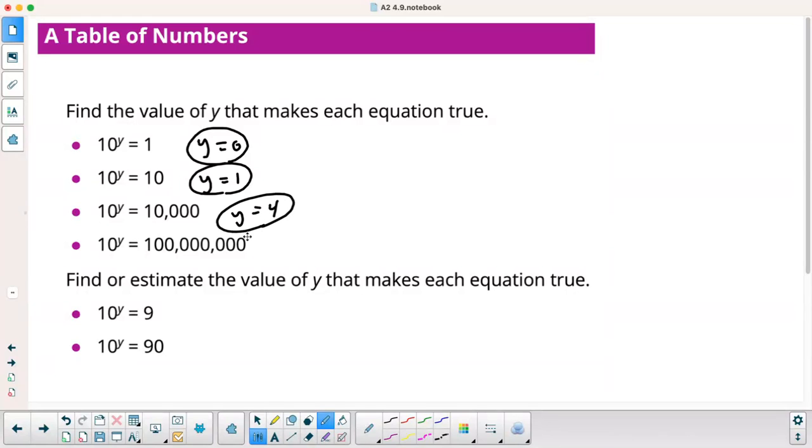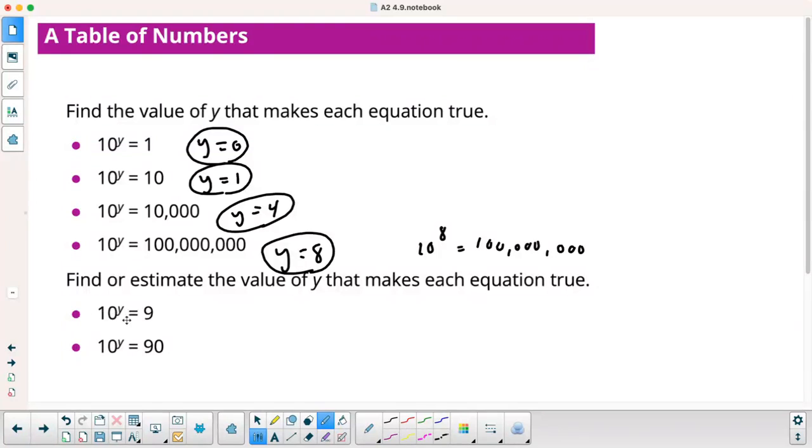Take your calculator here. 10 to the 4th equals 10,000. And then this one would be y equals, I think, 8, because I think 10 to the 8th. You can check it on your calculator, 10 to the 8th. Sure enough, it gives me 100 million. Yep. Okay, and I could write all those out.